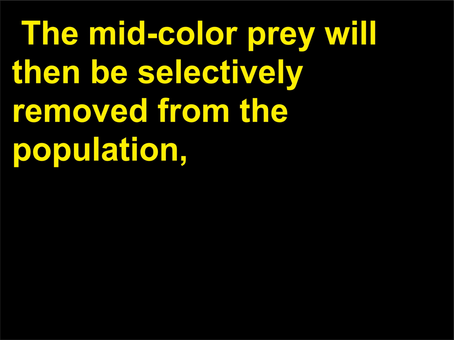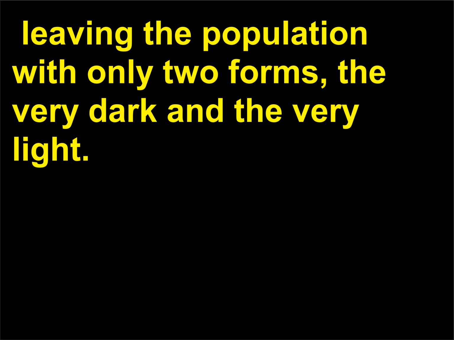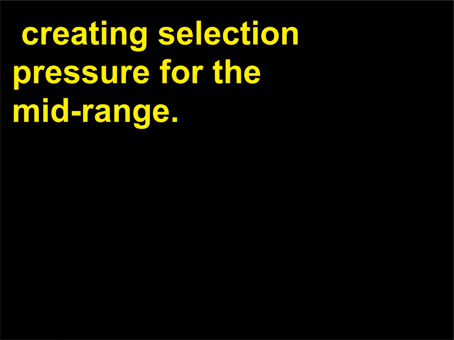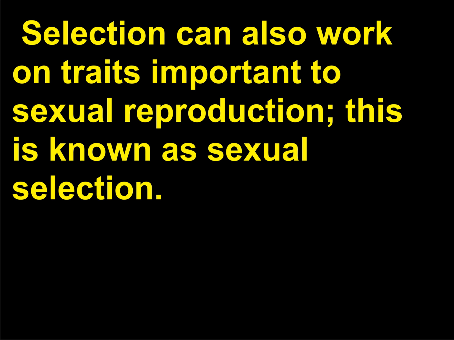The mid-color prey will then be selectively removed from the population, leaving the population with only 2 forms, the very dark and the very light. In stabilizing selection, those at either end of the range are removed more often, creating selection pressure for the mid-range. Selection can also work on traits important to sexual reproduction. This is known as sexual selection.